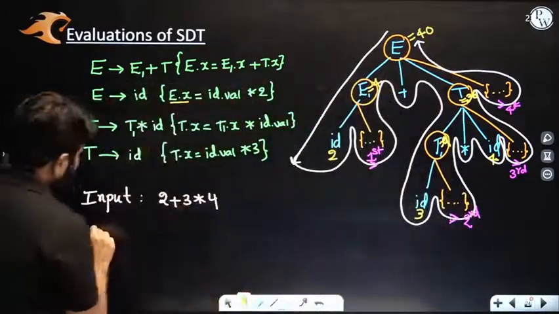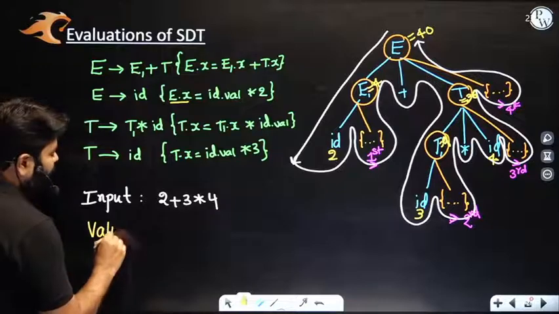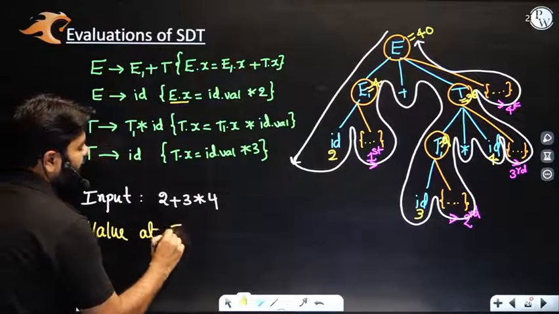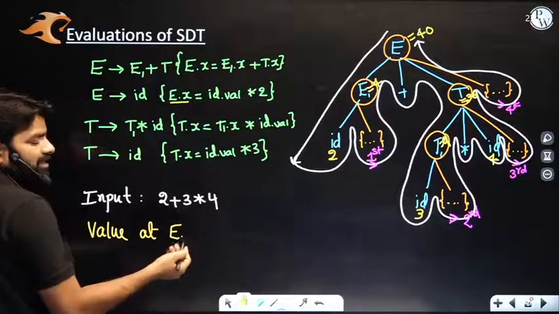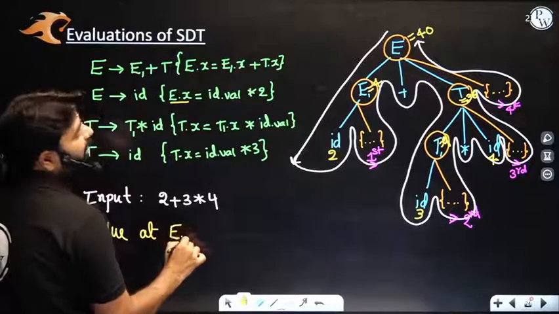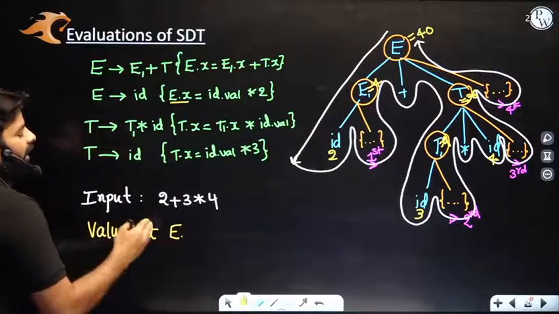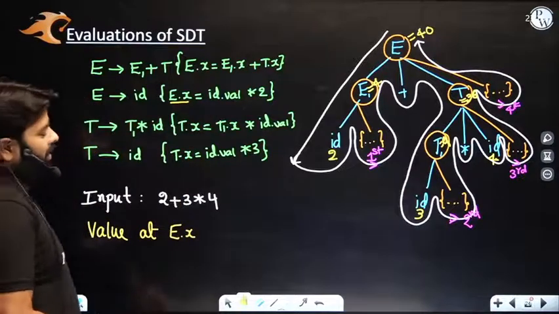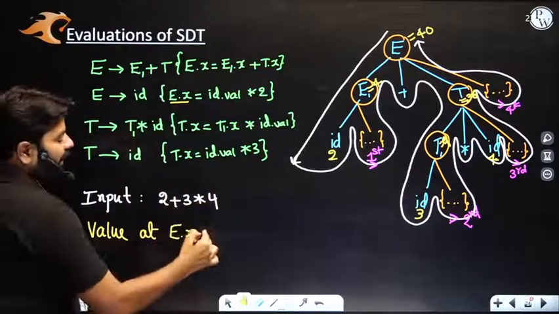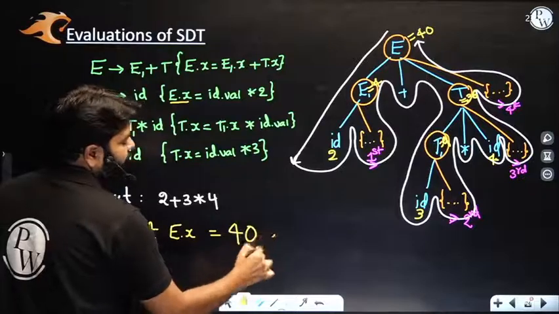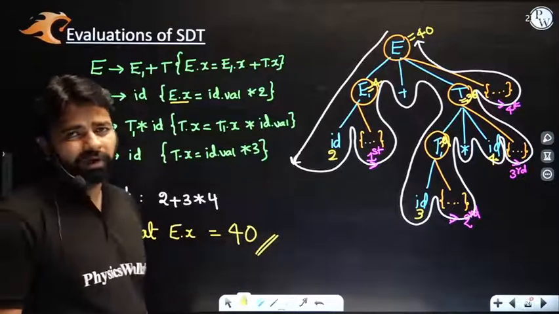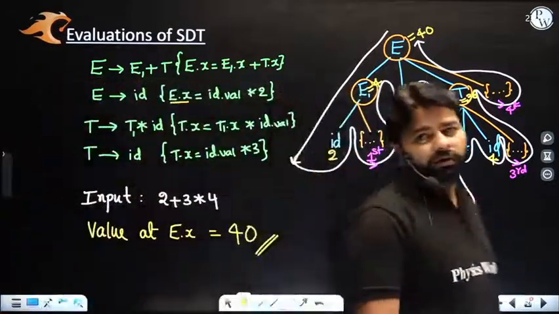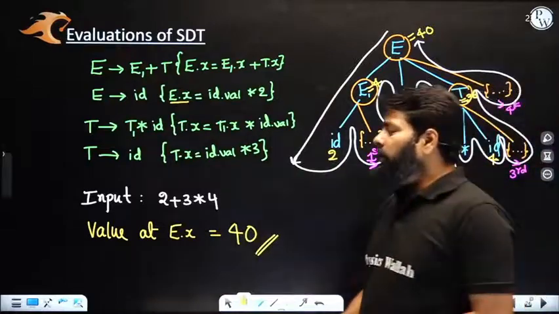So they may ask the question: what is the attribute value at E dot x, or what is the translation at E dot x, or simply the value at E dot x. For this input, what is the value at E dot x? That is 40. Or what is the output? What is the translation? That's 40. I hope you understood.